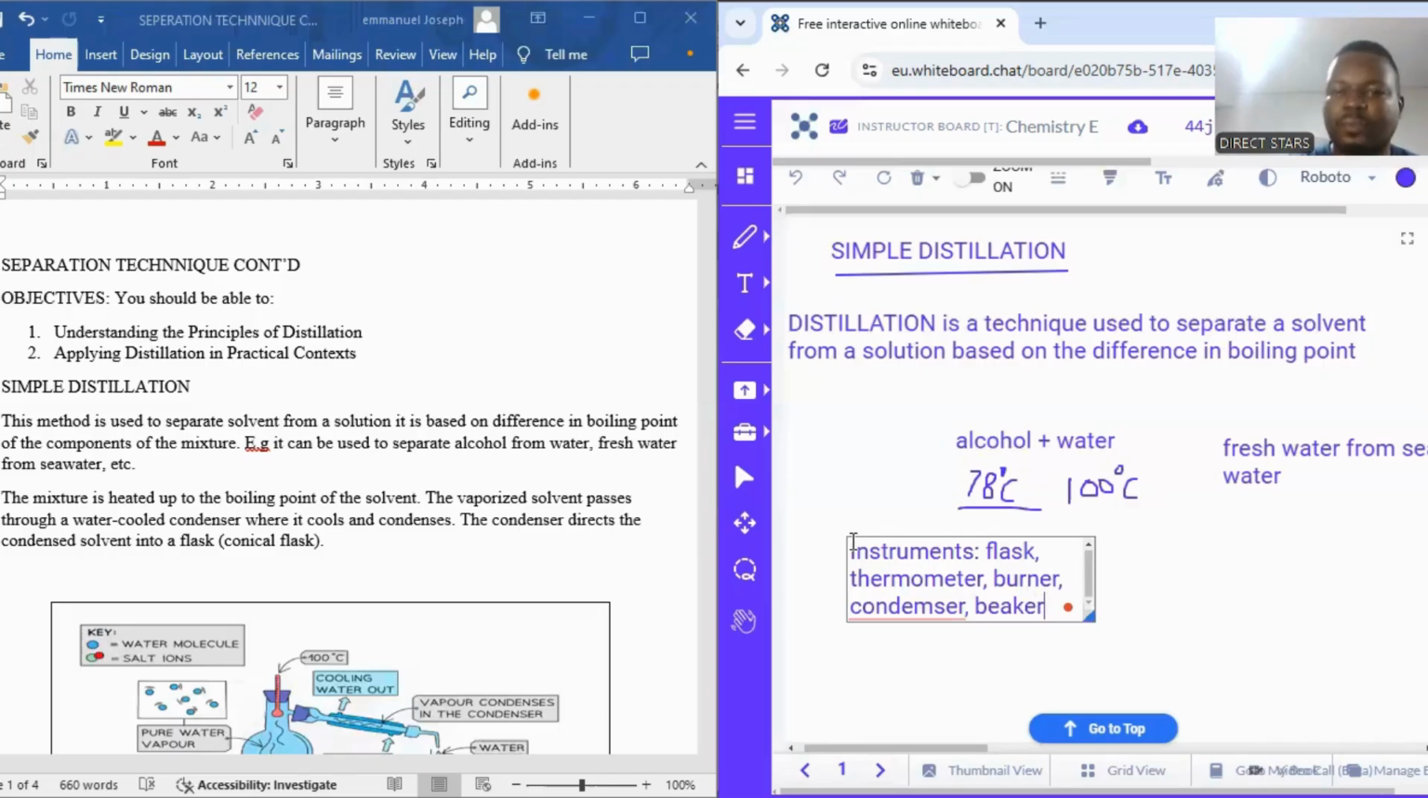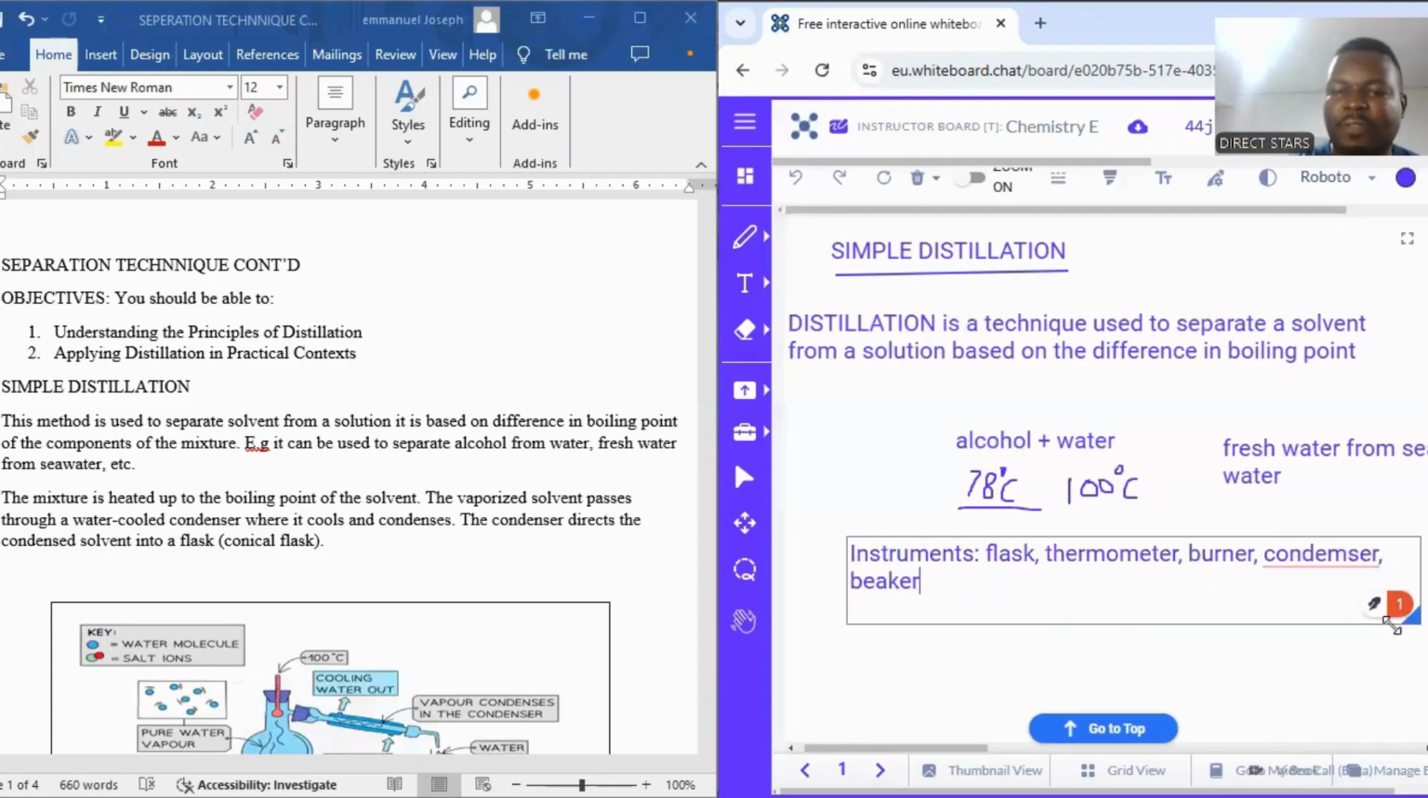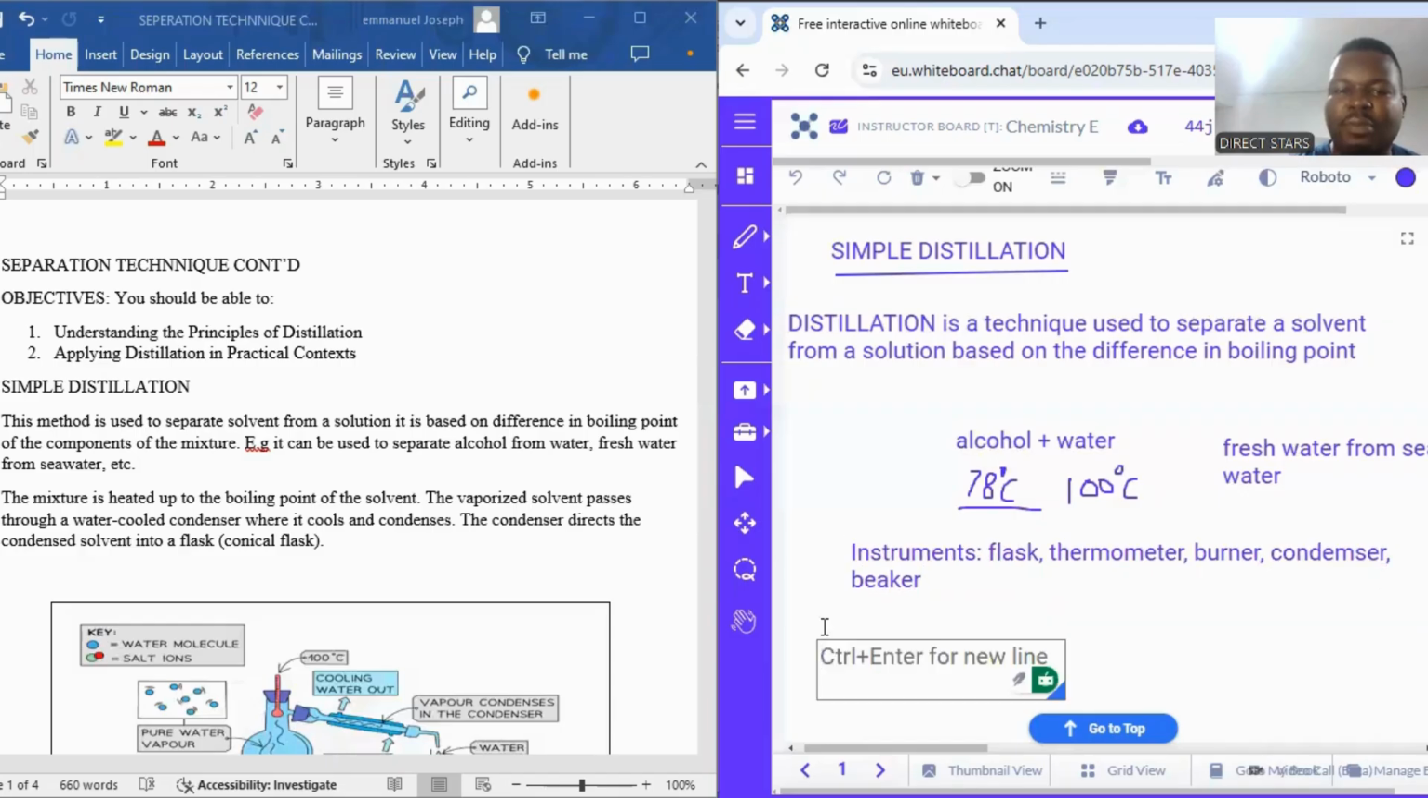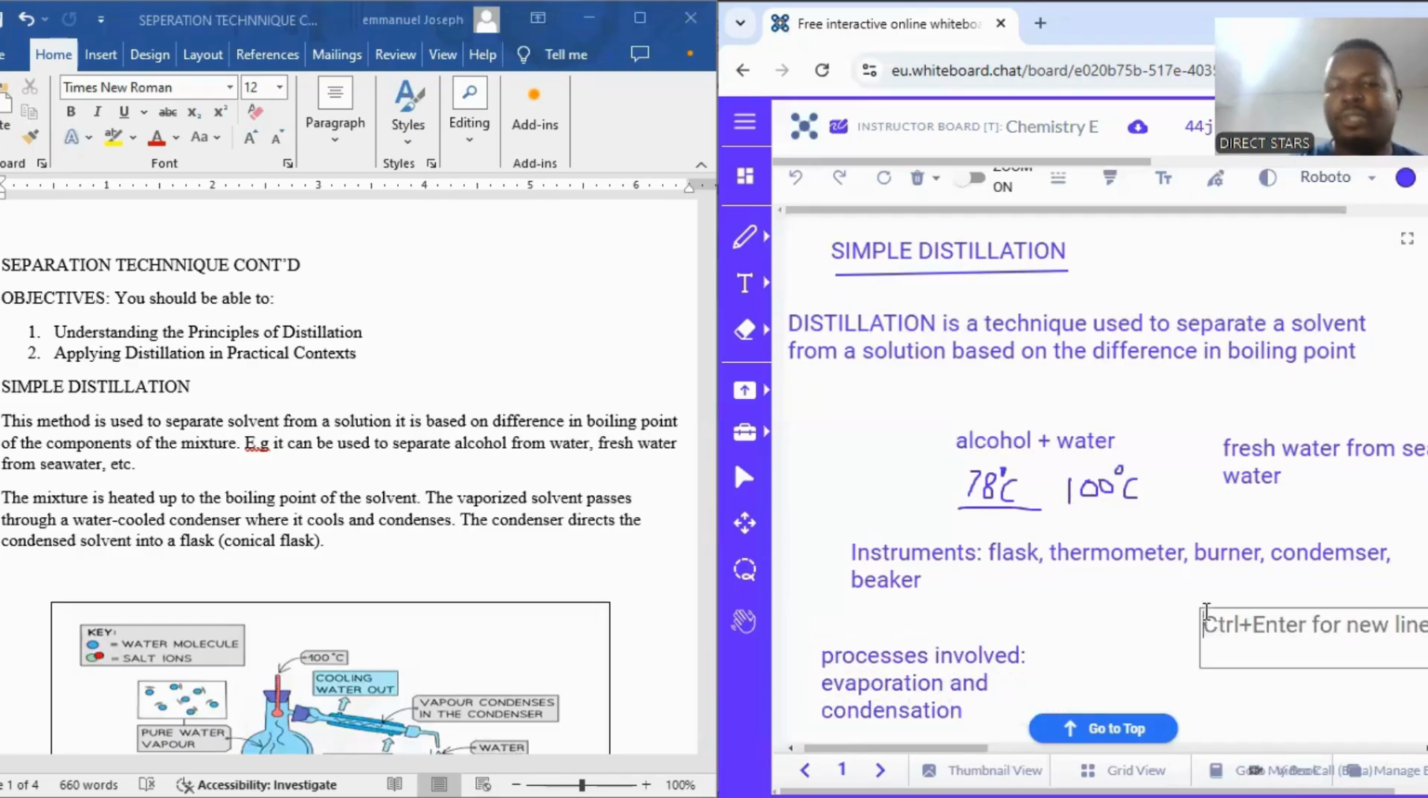This separation technique involves two processes. The processes involved are one, evaporation, and then condensation. These are the two processes involved in simple distillation.